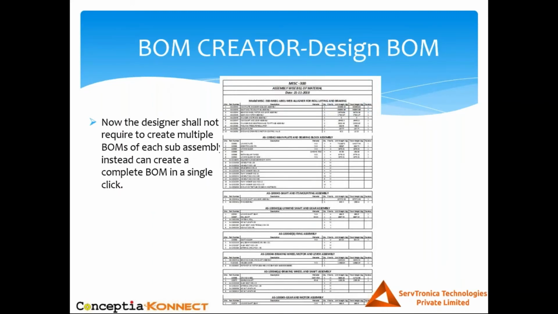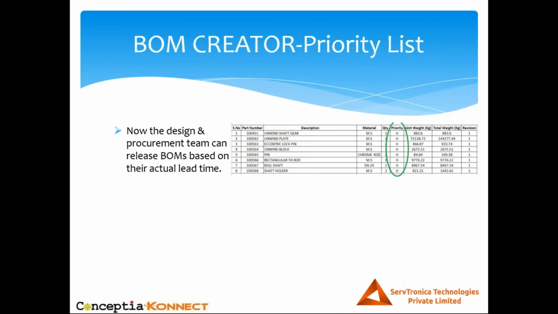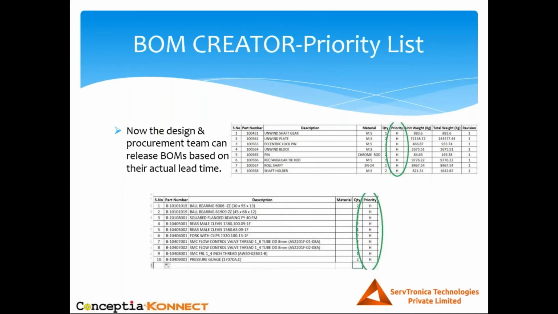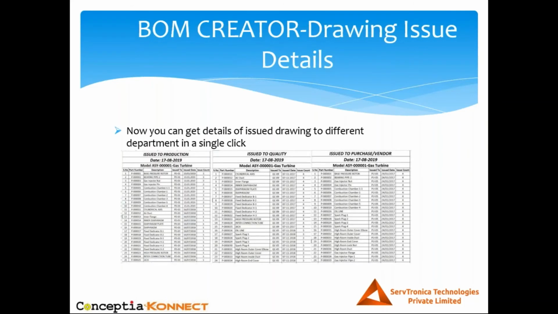You can get a detailed BOM, an enhanced version of a detailed BOM, with complete raw material details, right? You can create a priority list for planning of the activity and planning of the project. You can categorize high, medium, low, and plan your project. You can keep track of drawings and the list of drawings, with all the information available at the click of a button.